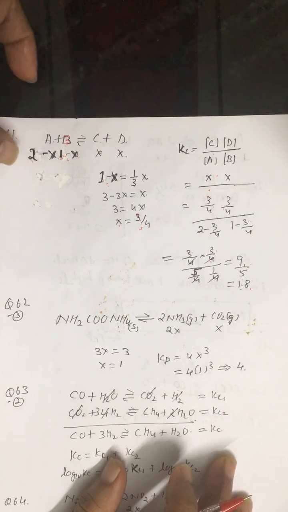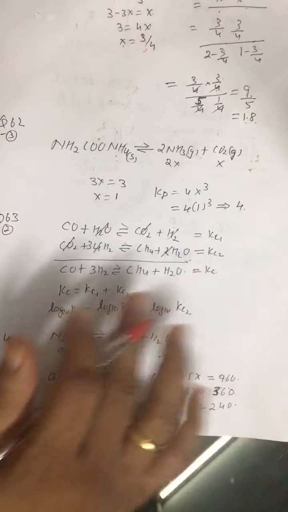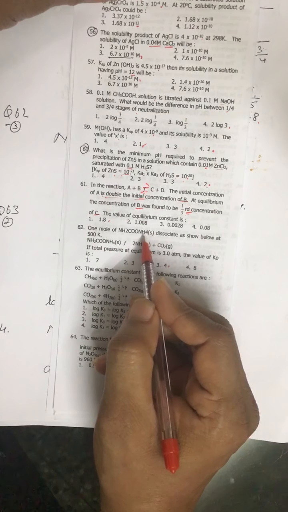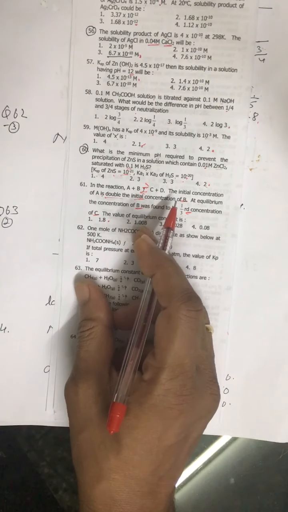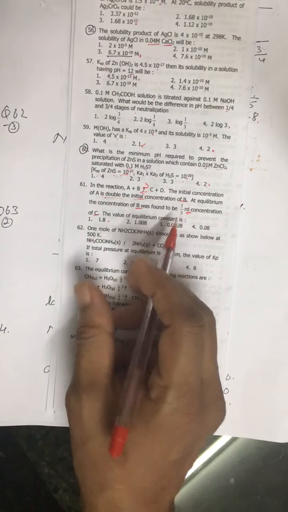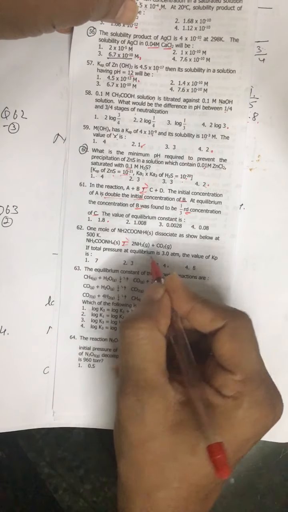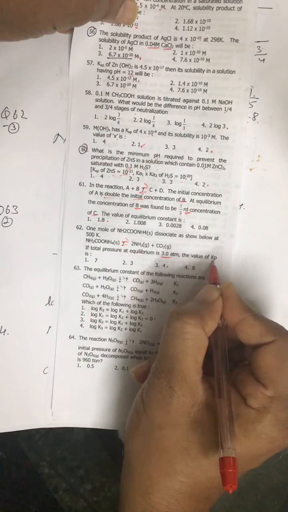Alright, now look at question number 62. 1 mole of ammonium carbamate dissociates as given, like this reaction is given, and the total pressure is given, we have to find out Kp.